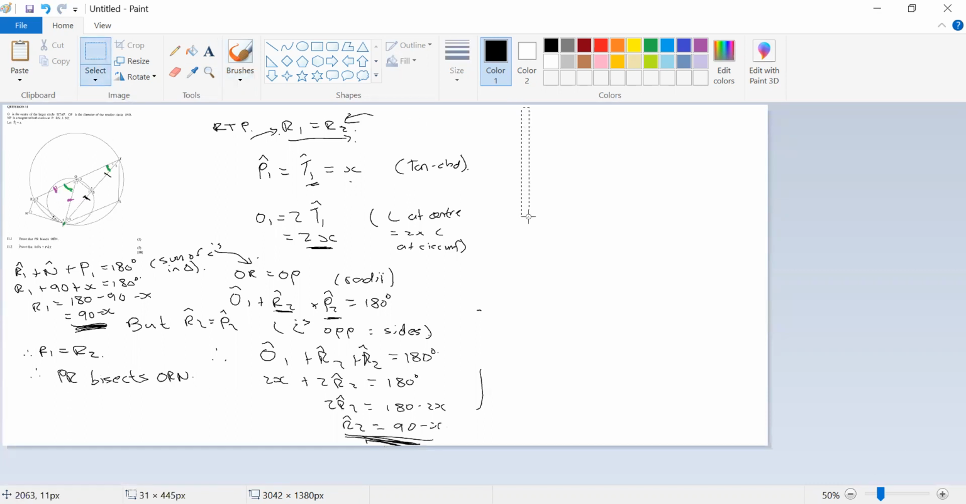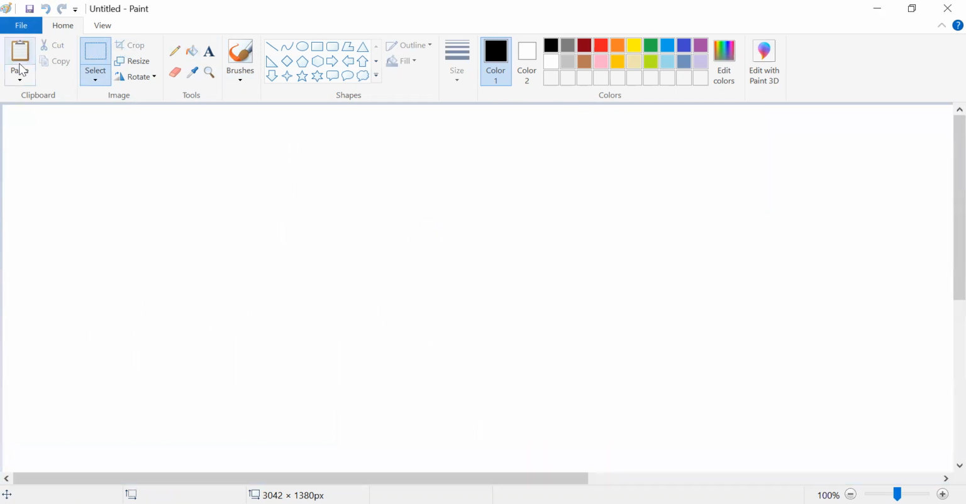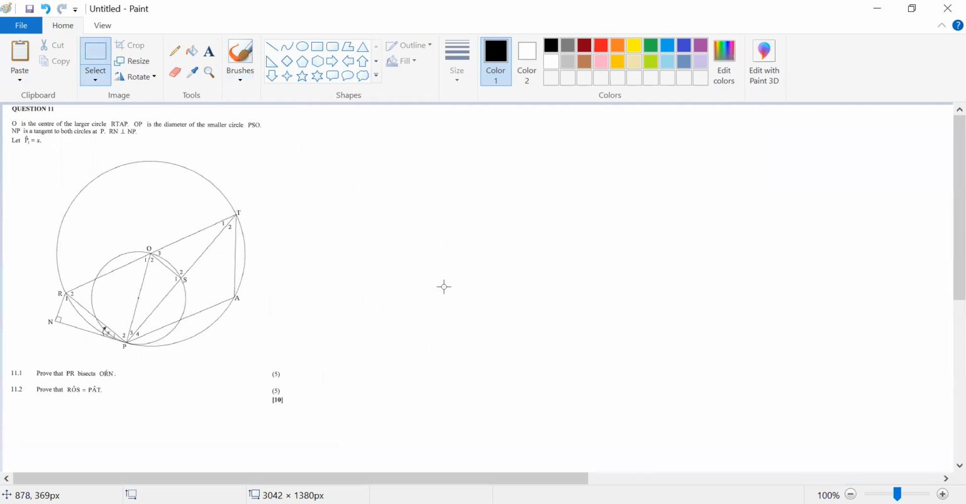So the last question now, let's clear everything out, is simply going to be to prove that angle ROS is equal to angle PAT. So let's first try and see where our angles are. Angle ROS is this angle right there. And they're asking us to prove that it's equal to angle PAT. And PAT is this angle right there.